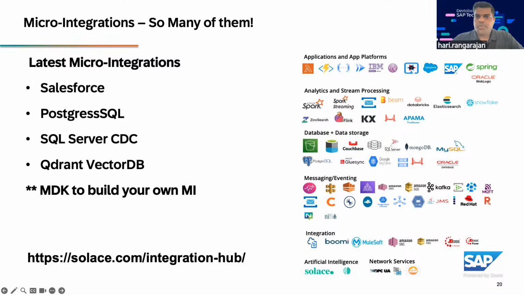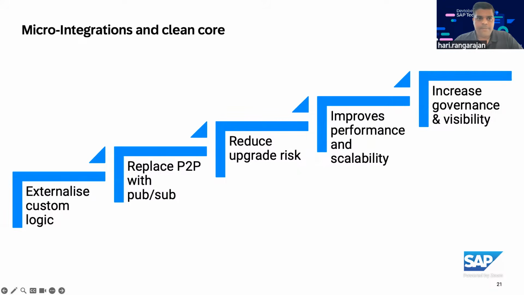Now, we spoke about micro integrations, we spoke about clean core. How do they work together? Why are they relevant to each other, right? So micro integrations allow for externalizing your logic, right? So transformations, validations, routings that might otherwise be custom code in the SAP core and platform. So there is a reduction of these modifications and enhancements directly in the code, right?